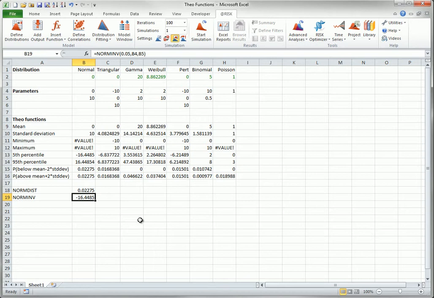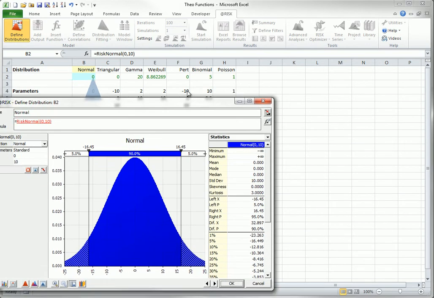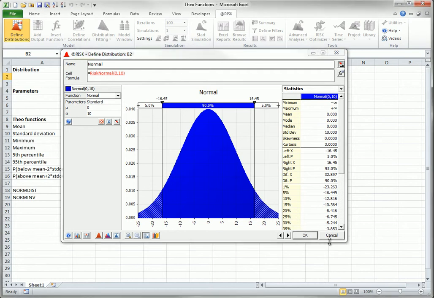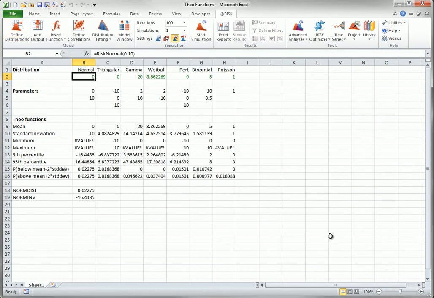Recall that when you open a distribution from @RISK's Define Distributions window, you see a graph such as the one you see here. It includes a variety of summary measures in the right pane. These summary measures are the values calculated by the RiskTheo functions. You can find a list of all RiskTheo functions in the Theoretical group under the Insert Function dropdown on the @RISK ribbon.